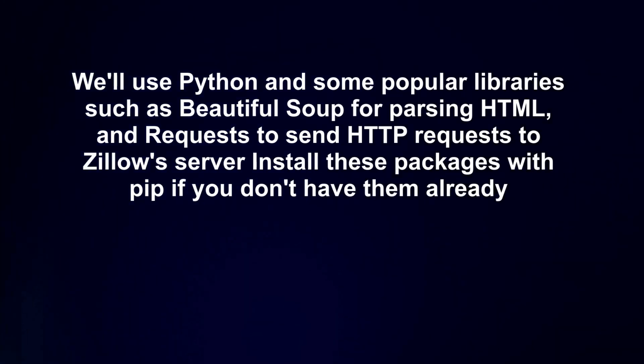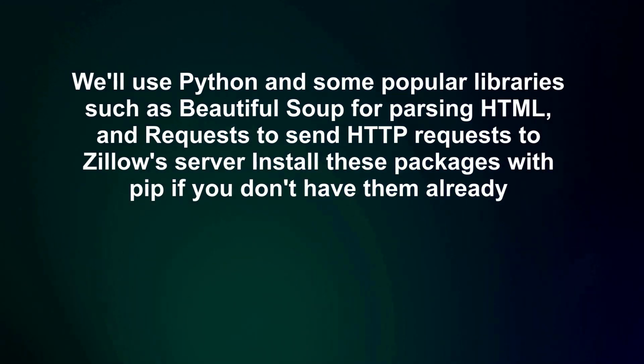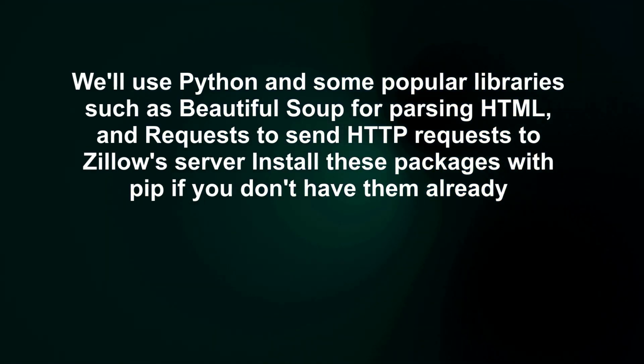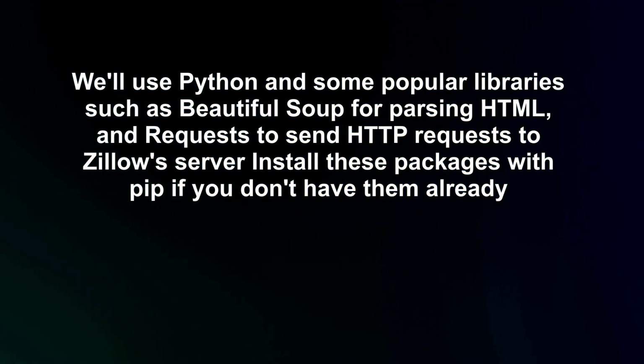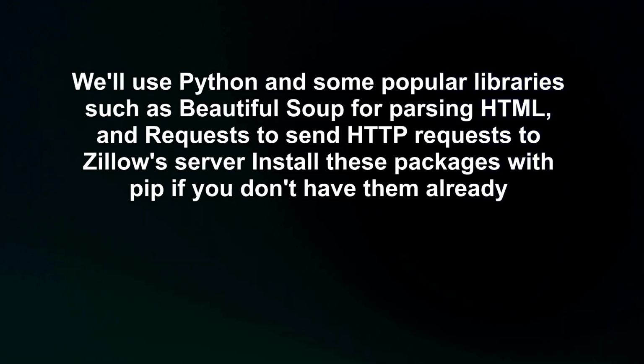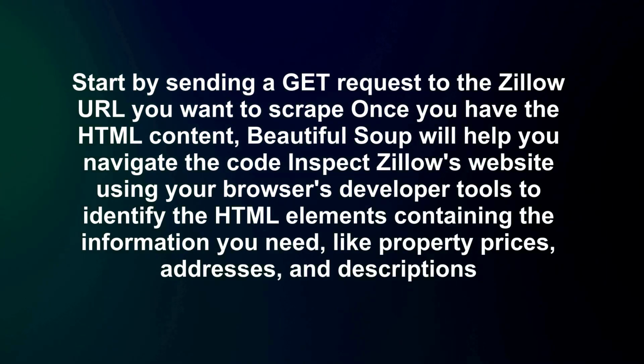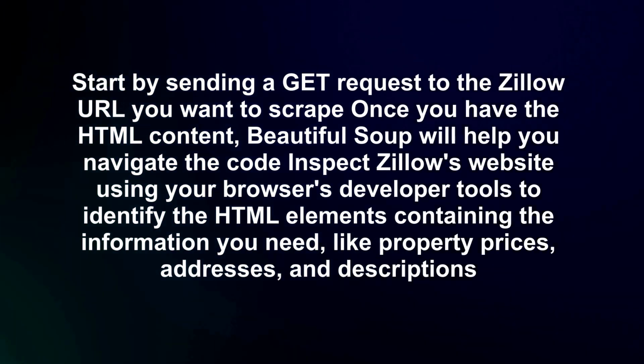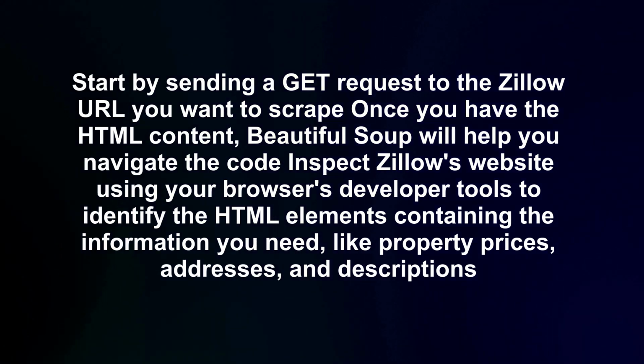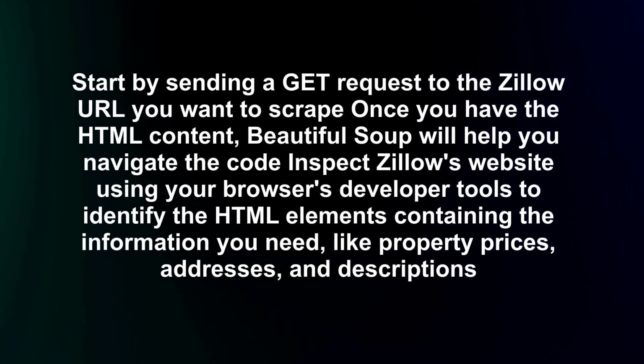We'll use Python and some popular libraries such as Beautiful Soup for parsing HTML and requests to send HTTP requests to Zillow's server. Install these packages with pip if you don't have them already. Start by sending a GET request to the Zillow URL you want to scrape. Once you have the HTML content, Beautiful Soup will help you navigate the code.